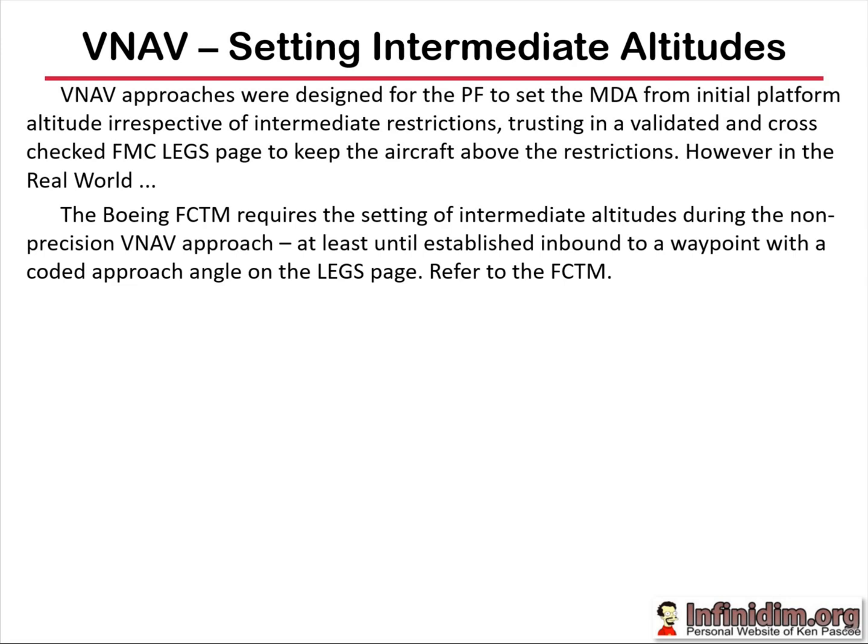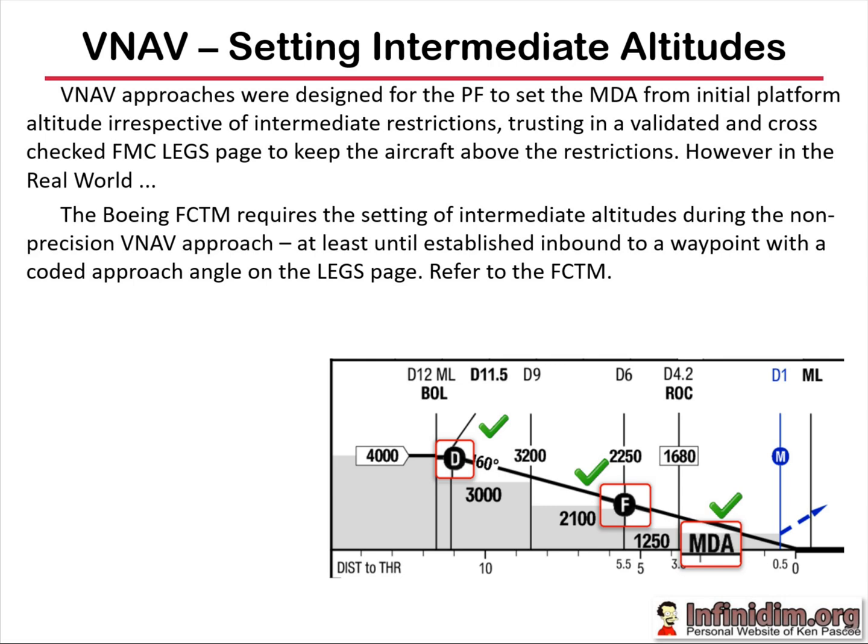Starting further back for a minute, Boeing would prefer that all restrictions are set during descent. However, between top of descent and the initial approach fix, so-called closely spaced restrictions that unnecessarily, shall we say, increase workload in the flight deck can be aggregated to the lowest restriction with a few caveats. The FCTM refers. Still, the initial approach fix altitude must be set.